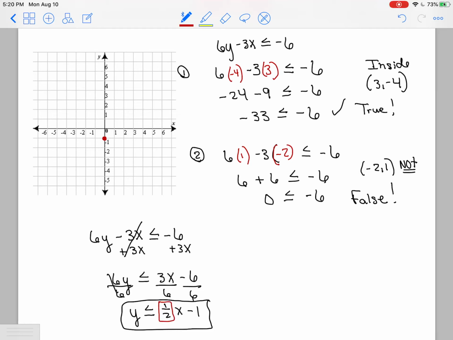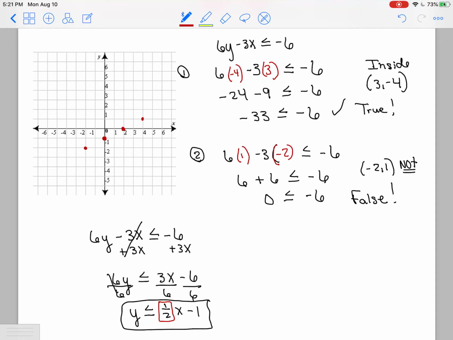Our slope is 1/2, so for every rise of 1 we run 2, positive, right? Up 1, over 2. Or we could go negative on our rise and negative on our run, which is also a positive.